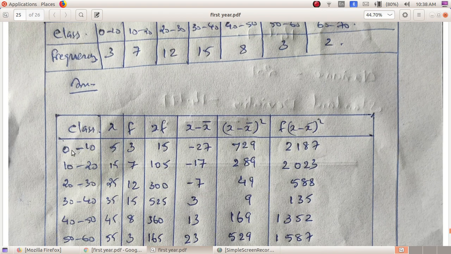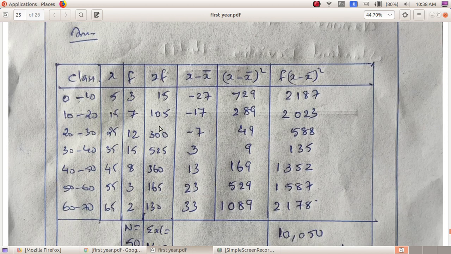The x values, that is the middle values. For 0 to 10, what is its middle value? 5. How is it obtained? 0 plus 10 is 10, half of it is 5. Okay. 10 plus 20 is 30, half is 15, and so on. Frequencies are given and these are written here. Then for finding x into f, that is 15 into 7, 105, then 25 and 12, okay, and so on.